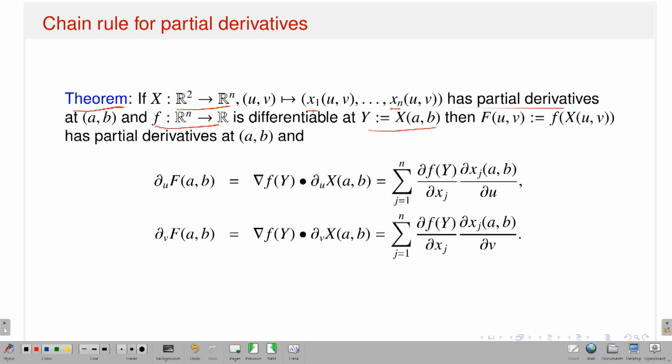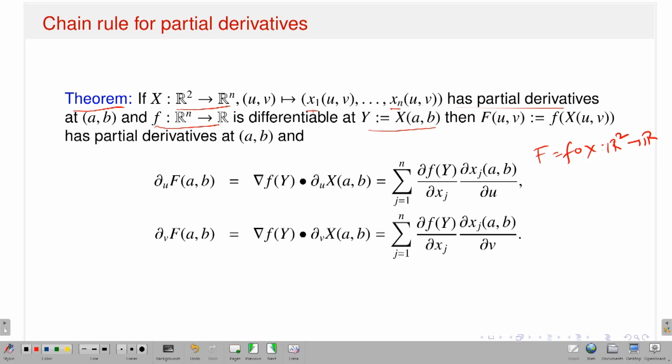which is X of (a, b). Then you can talk about the differentiability of the composition function. Here the composition function means capital F is the composition f composed with X. It is a map from where to where? It is a map from R2 to R. So, if I know the differentiability of small f and capital X, then I can talk about the differentiability of capital F, the composition function. That is the chain rule, and you will have a formula.